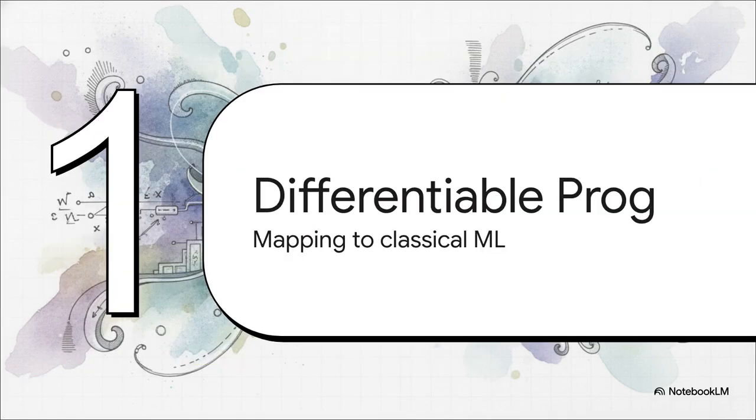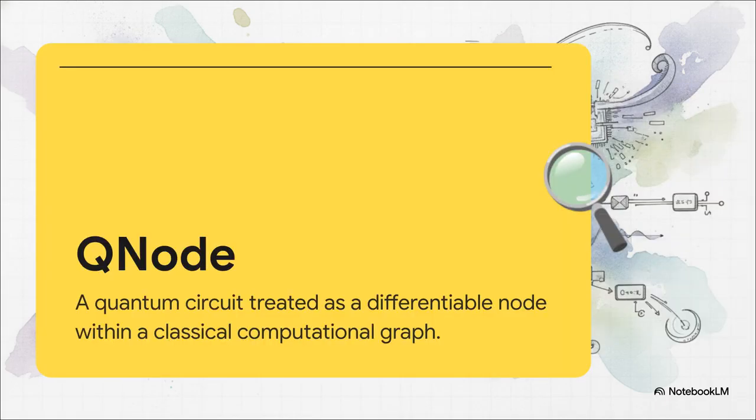All right, Section 1, differentiable quantum programming. Basically, how we map quantum concepts right onto classical ML architectures. To really get QML, you absolutely have to understand the Q node. Think of a Q node as just a quantum circuit that's being treated as a differentiable node, or function, inside a much larger classical computational graph. It's kind of like a super specialized math coprocessor. Imagine an early GPU just handling very specific offloaded calculations.